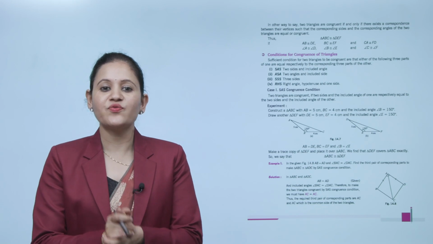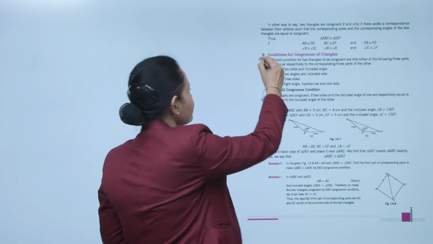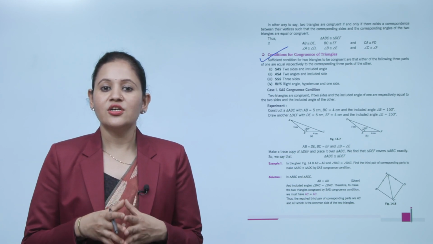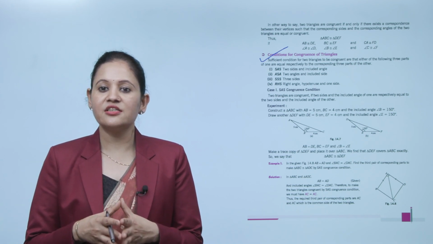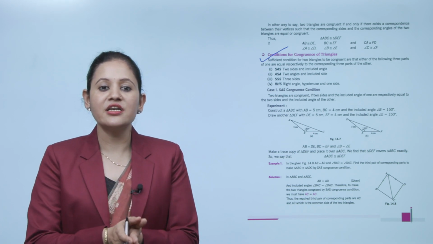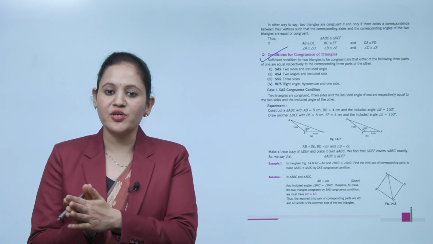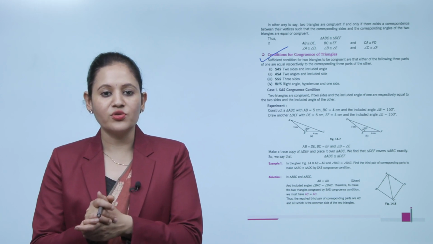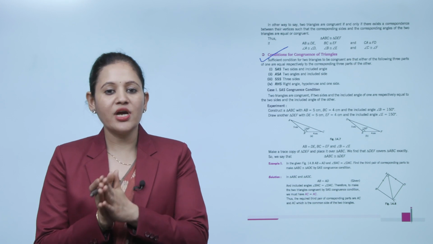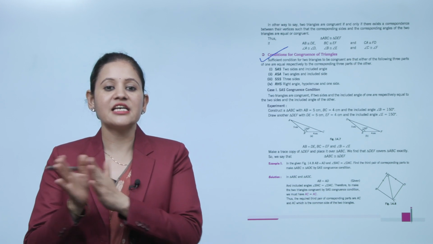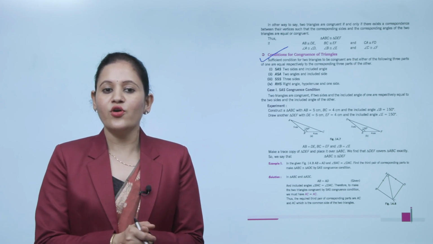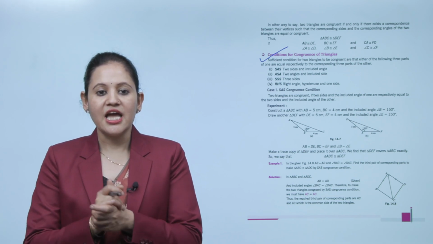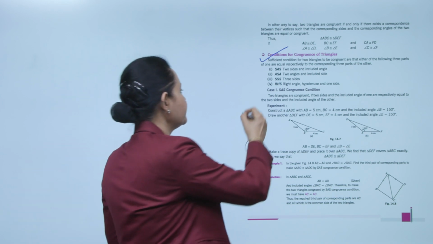Next is conditions for the congruence of triangles. Sufficient conditions for two triangles to be congruent are that any of the following three parts of one are equal respectively to the corresponding three parts of the other. First is SAS, two sides and the included angle. ASA, two angles and the included side. SSS means three sides. And fourth is RHS, right angle, hypotenuse and one side. First case, SAS congruence condition.